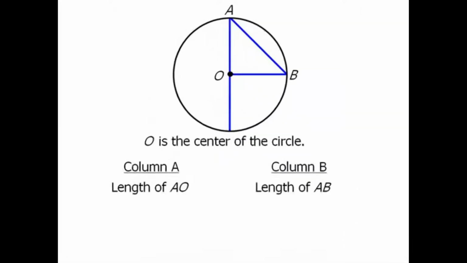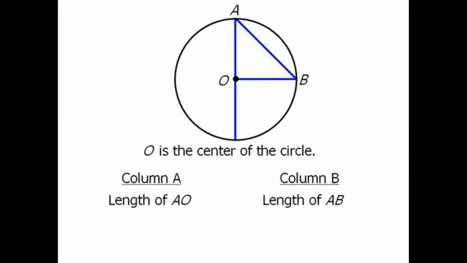For this question, the important point to recognize here is that we are not given the measure of this angle. Even though it looks like 90 degrees, we can't assume this. So this angle could be very small, in which case the length of AB is much shorter than the length of AO. In this case, column A would be greater than column B.